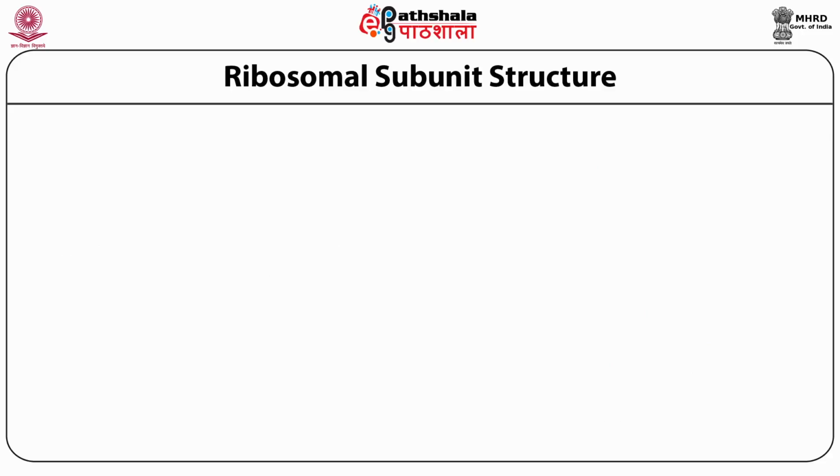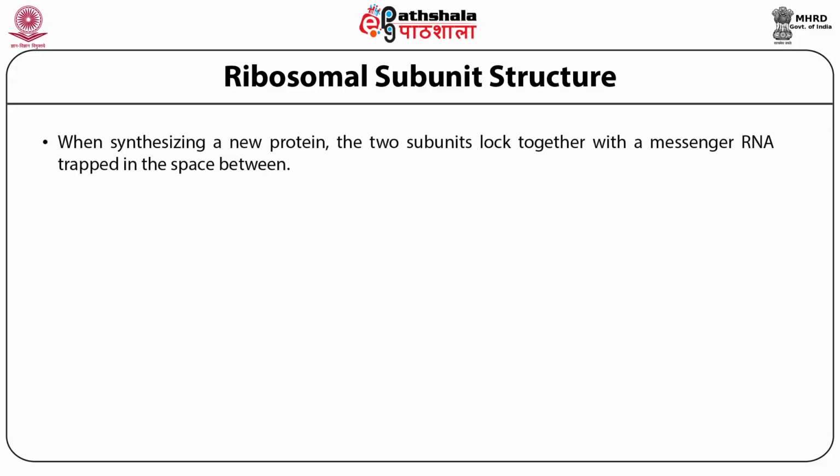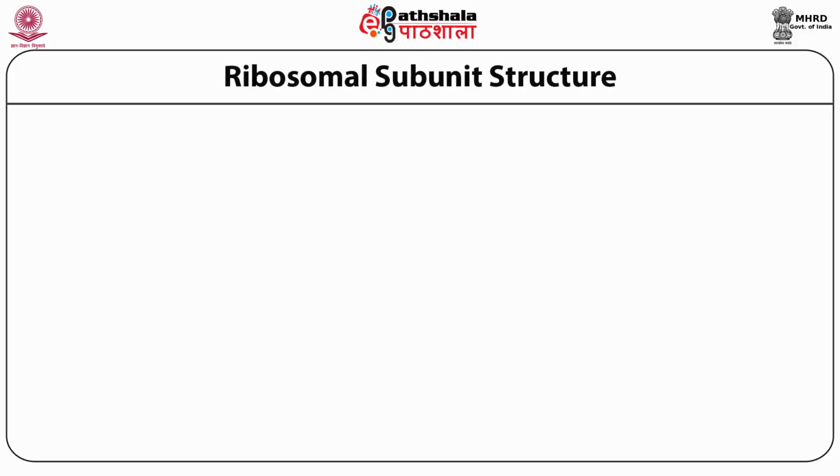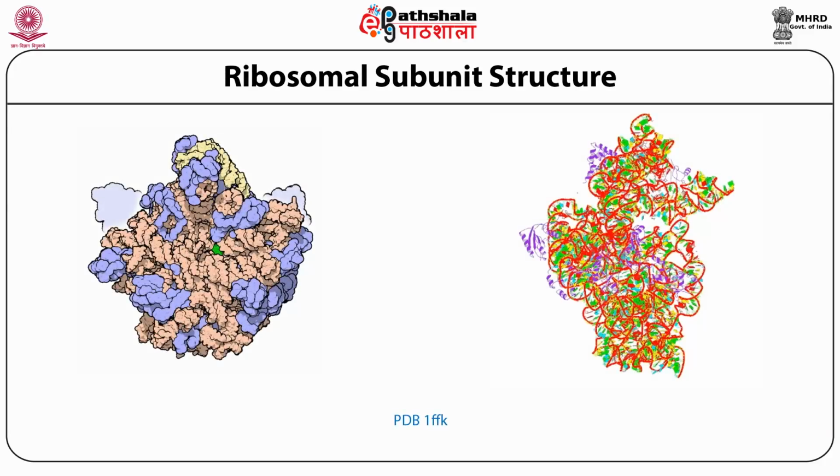Ribosomal subunit structure. Let's discuss more. When synthesizing a new protein, the two subunits lock together with a messenger RNA trapped in the space between. The ribosome then walks down the messenger RNA, 3 nucleotides at a time, building a new protein piece by piece. Now, there are several structures of the ribosomal subunits available at the Protein Data Bank. We show in this picture a typical structure with the PDB ID 1FFK. The atomic level details can be seen in the figure on the right hand side, whereas the overall view of the subunit can be seen on the left hand side.